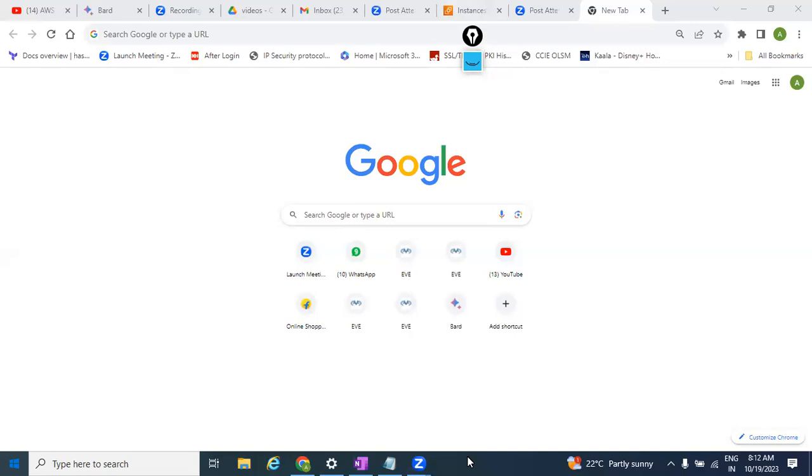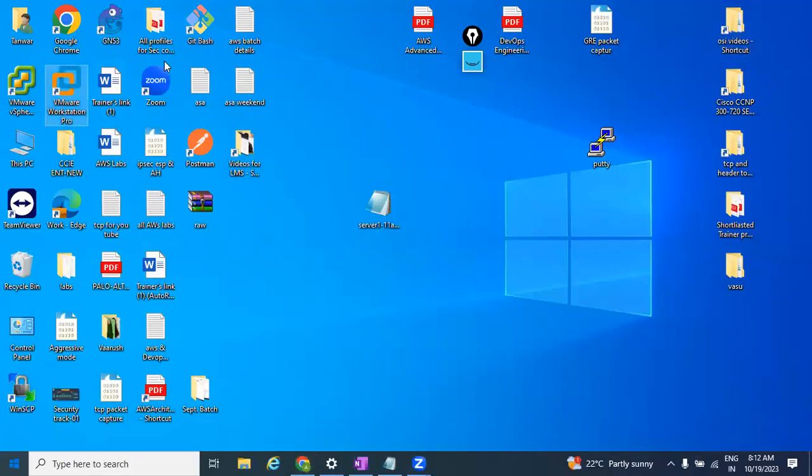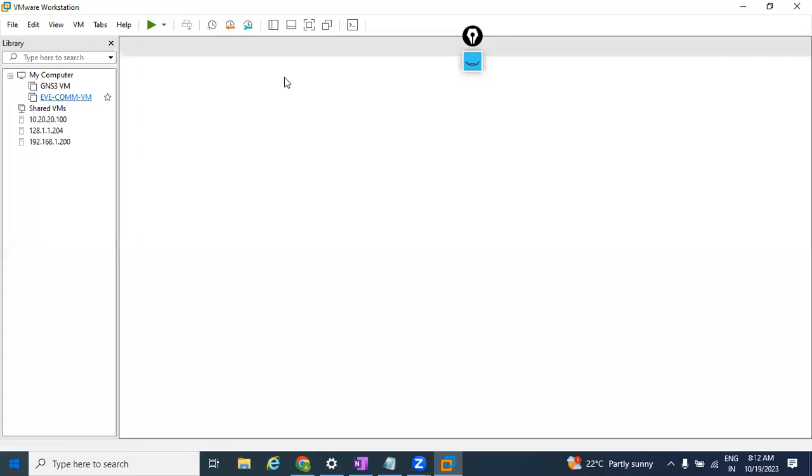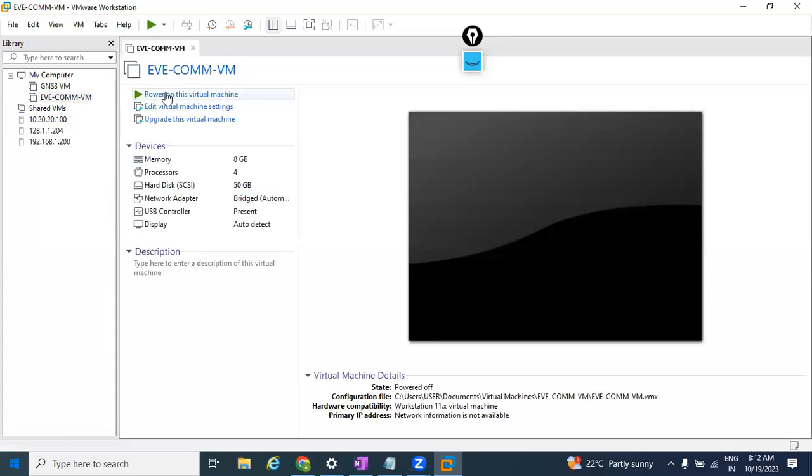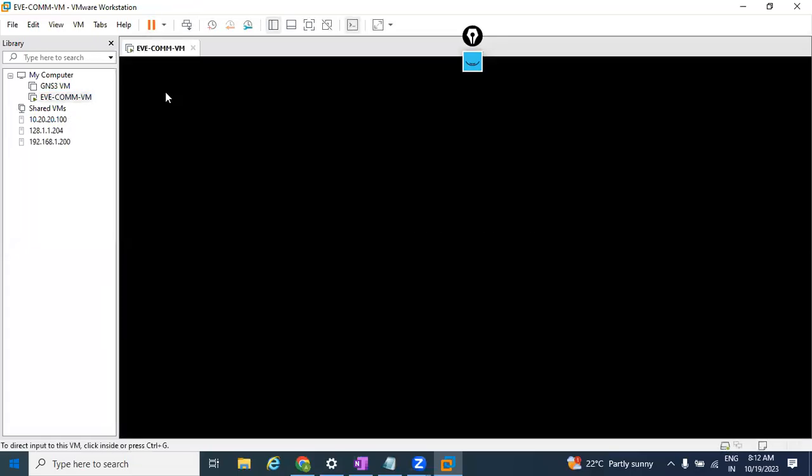Okay, so now let's start. Yesterday we completed DMVPN, all the phases, and along with that IPsec over DMVPN.